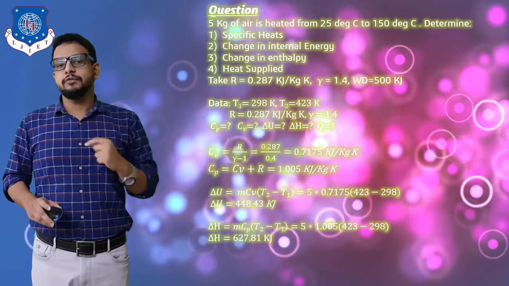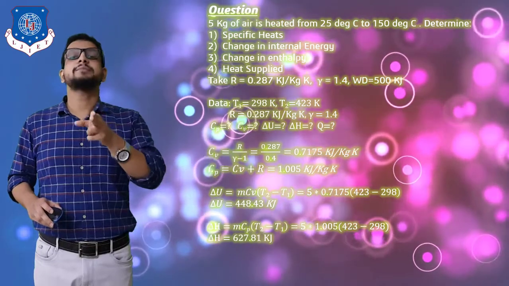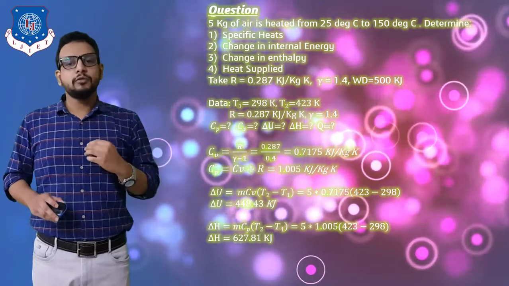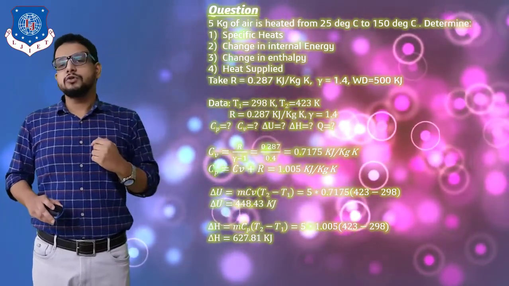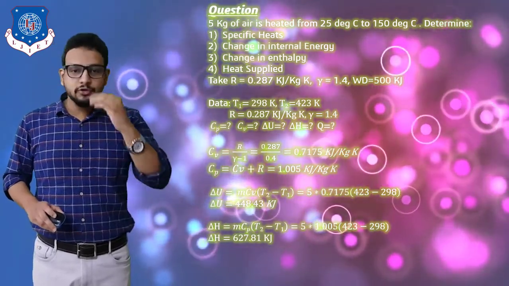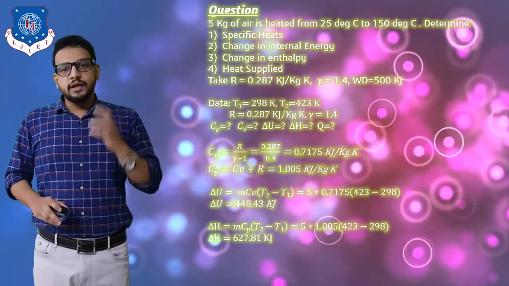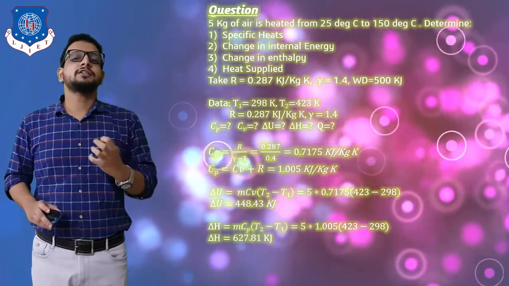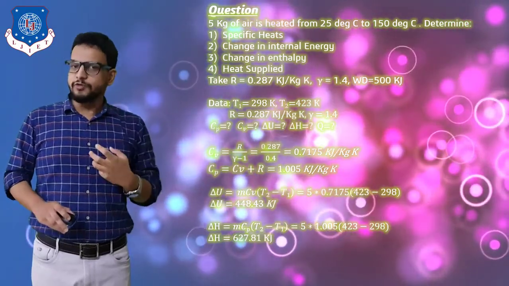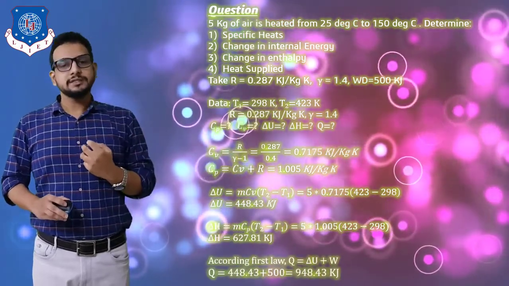Now next, we have also determined the formula for change in enthalpy, that is mCp into T2 minus T1. M is known, Cp we have found out, that is 1.005, T2 and T1 are also known. So we can directly substitute the values and determine delta H, which is equal to 627.81 kilojoule. Now last, we need to determine how much heat energy has been supplied to the gas. We can say this is a direct application of the first law of thermodynamics, that is Q is equal to delta U plus W.